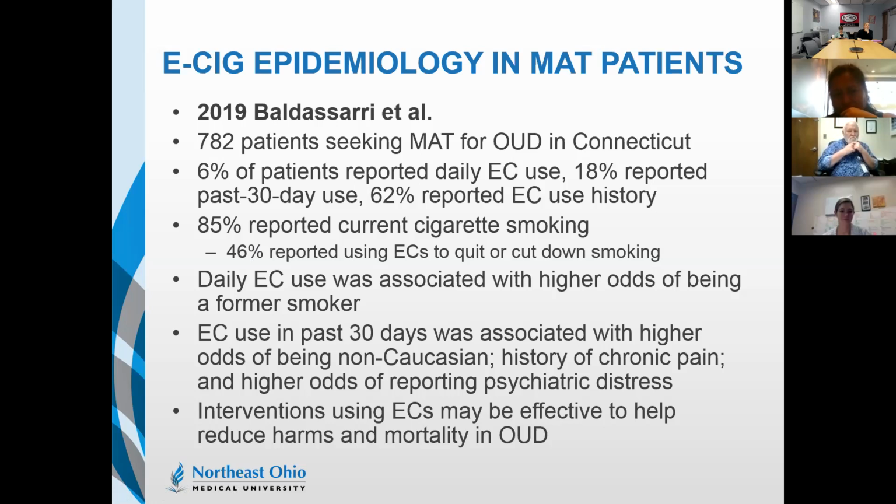And so when they did some of the multiple regressions, they found that daily e-cigarette use was associated with higher odds of being a former smoker, whereas e-cigarette use in the past 30 days was associated with a couple of things: higher odds of being non-Caucasian, higher odds of reporting psychiatric distress, and a history of chronic pain. So their survey questions were a little bit different than the 2015 survey questions.